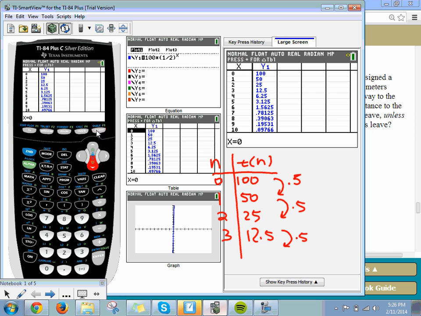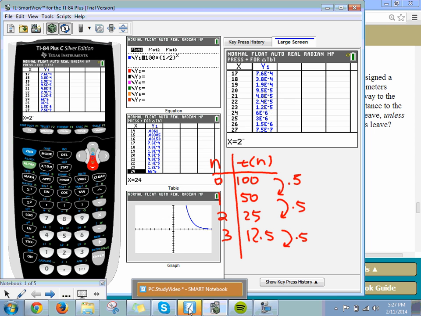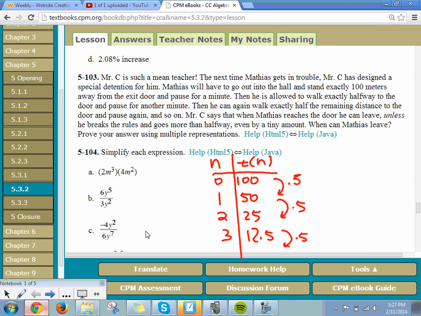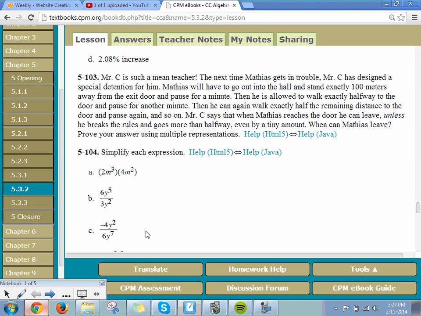At 0, it's 100. At 1, it's 50. And you'll notice that as we scroll down, by the 10th time that he's taken the step forward, we're already at 0.097. These numbers are going to get incredibly small, but we're never, ever going to reach 0. What they want you to be thinking about in your mind is, is there a number we could divide by in order to get 0? So if we start out at 100, can we divide anything by 100 and give us 0?